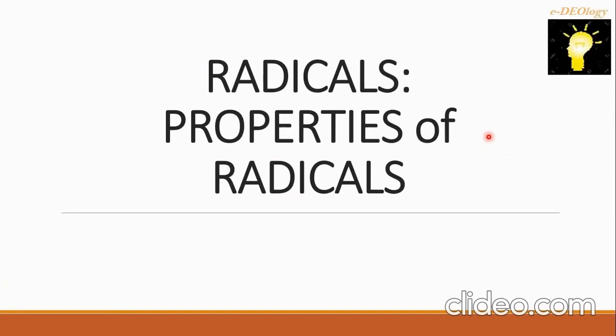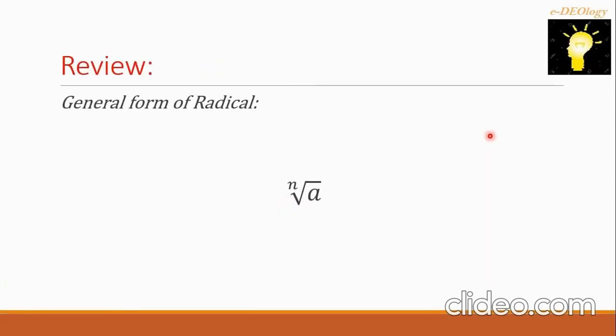Hi everyone, today we're going to study properties of radicals. First, let us review the general form of radical, and this is the nth root of a. We know that the small n is called the index, and the term inside the radical sign is called radicand. And this is our radical sign.